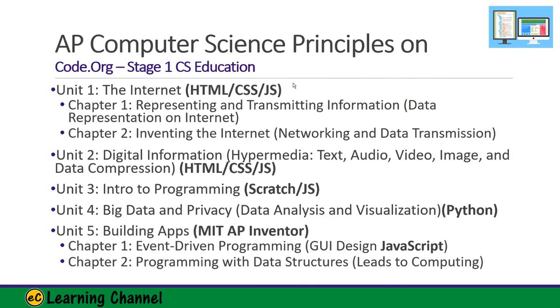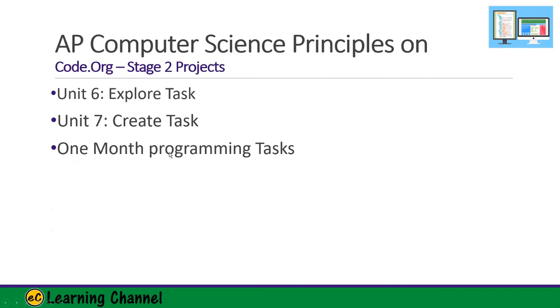Okay, that's the syllabus here. So Unit 6 you have Explore, that's actually study and write some essay. Number 7, you create some program. Both of them need to be uploaded to the College Board site. But for me, I don't give you the credit.